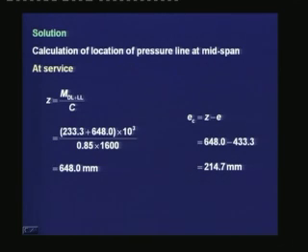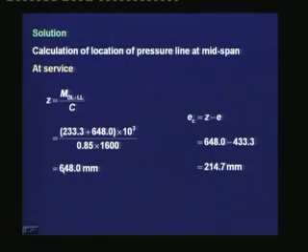Next, we are calculating the location of the pressure line at mid span at service. For service, the lever arm is calculated from the total moment, which is due to the dead load and live load, and from the compression, which is now equal to the effective prestress. The total moment is given as the moment due to the self weight plus the live load moment, which has been specified as 648 kilonewton meter, divided by 85% of the total prestress at transfer, which is 1600. There has been a 15% loss, and 85% is the residual prestress, and hence we have the effective prestress equal to 0.85 times 1600 kilonewtons. Now, once we substitute these values, we get the lever arm equal to 648 millimeters.